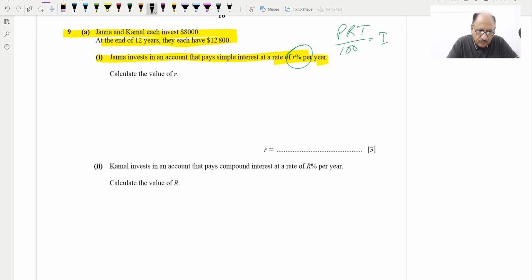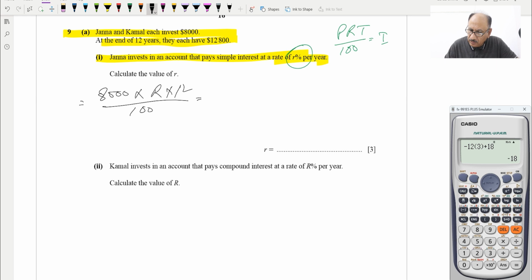We will be using the same formula. So this will be principal amount into rate into 12 over 100, and this will be equal to, we can calculate, 8,000 into 12. They have given us the amount, so basically we will use that amount first.